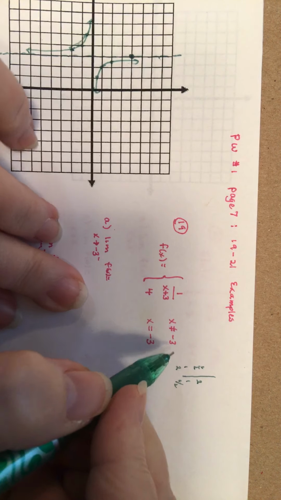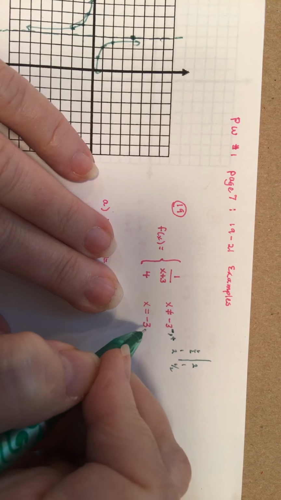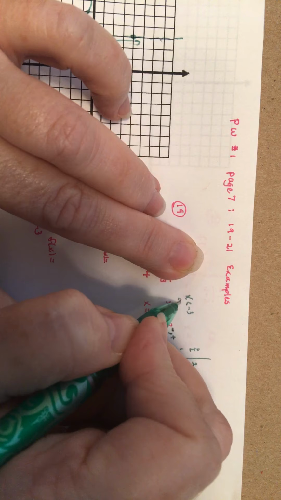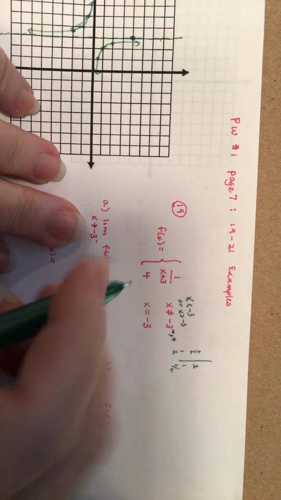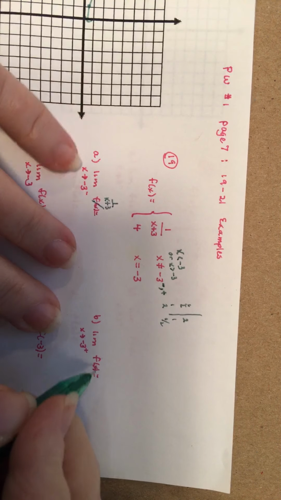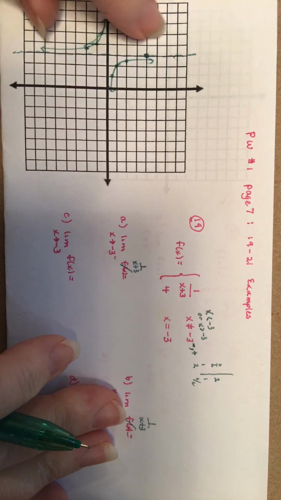So what do we know about this? It's not only the left, but it's also the right, because not equal to means less than, or it means it can be greater than. So this is your 1 over x plus 3. This is also 1 over x plus 3.